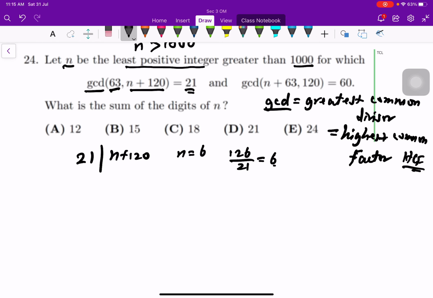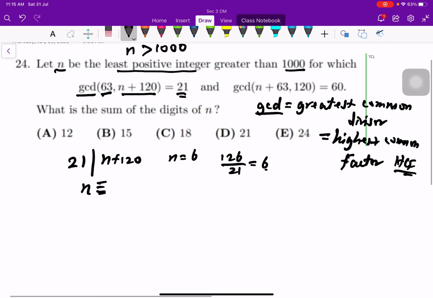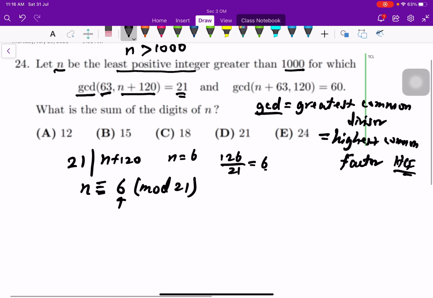Therefore, basically, you can say that n is actually a number when divided by 21 should give you a remainder of 6. Therefore, we say that n is congruent to 6 modulo 21. That means this is the remainder. Do you agree? Right?